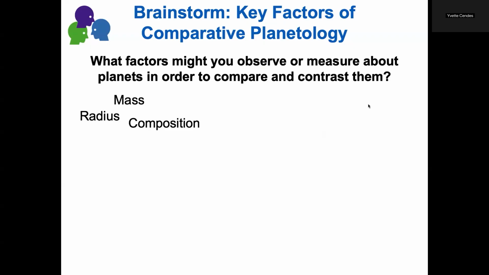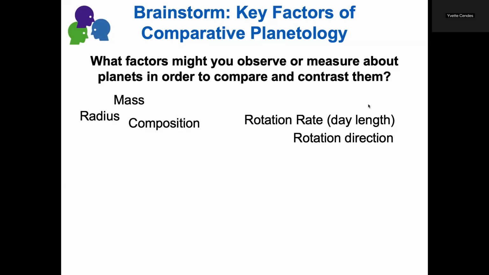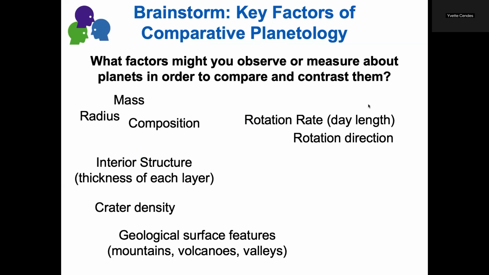So the mass, the radius, the composition, what they're made of. All these planets have different compositions. I mean, they're all rocky, we know that, but the percentage of what is also very different. Rotation rate. These planets, as we're going to discuss in the next week or two, all have pretty darn different rotation rates compared to each other. Direction of rotation. They also don't all rotate the same way. They also all have different tilts compared to the plane of the solar system. Interior structure, those can vary quite a bit, as we're going to discuss later today. Things like density of craters.